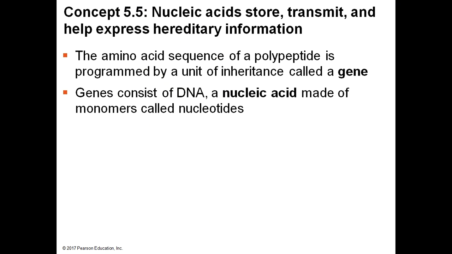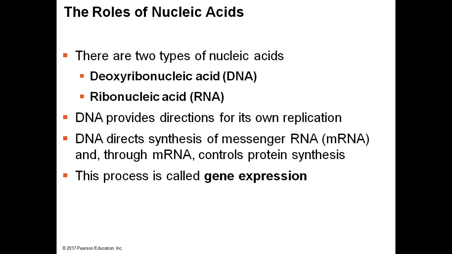I think this is the last section. Nucleic acids store, transmit, and help express hereditary information. The amino acid sequence of a polypeptide is programmed by a unit of inheritance called a gene. The genes consist of DNA, nucleic acid made of monomers called nucleotides. And there are 2 types of nucleic acids. There's deoxyribonucleic acid, DNA, and ribonucleic acid, RNA.